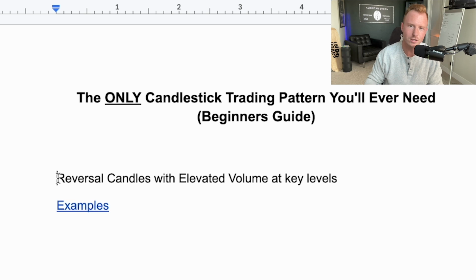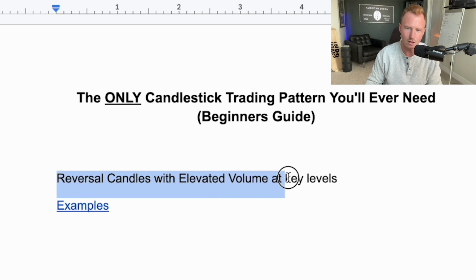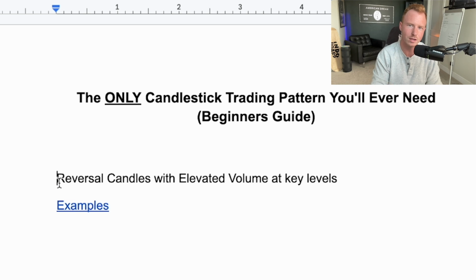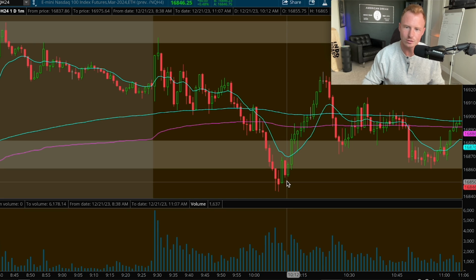But again, if you use this strategy using reversal candles with elevated volume at the key levels, you can spot right when they're about to flip the market. You want to get in right after them, put the stop below the wick, and ride the reversal up to our next resistance level. So anyways, guys, I hope this video was helpful.